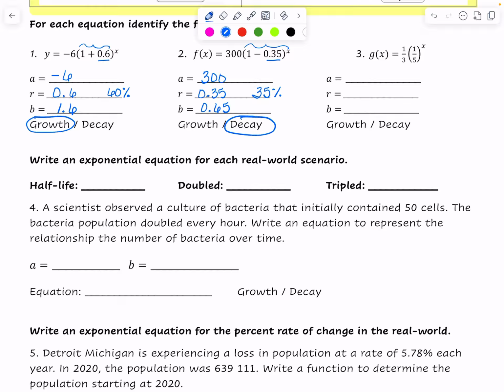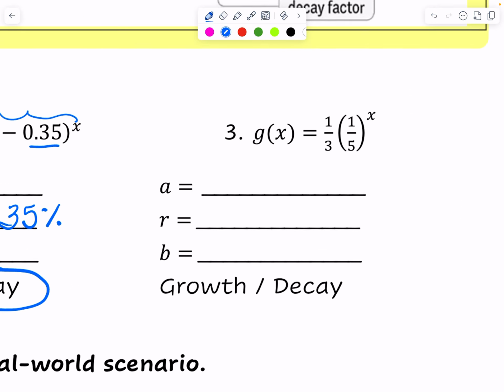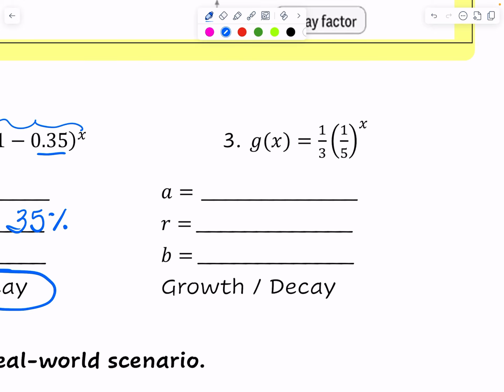All right, let's look at number 3. Now on number 3, I know that it's fractions, so don't freak out on the fact that it's a fraction. If you want, you can convert this into a decimal. So I have g of x is equal to 1 over 3. I'm going to go ahead and leave that one a fraction because otherwise it would give me a weird, ongoing decimal. 1 divided by 5 is 0.2 to the power of x. Now, you can choose to use the one that is as a fraction or the one that's as a decimal. For the video's sake, I'm going to use the one that's as a decimal. Our a value is 1 over 3.